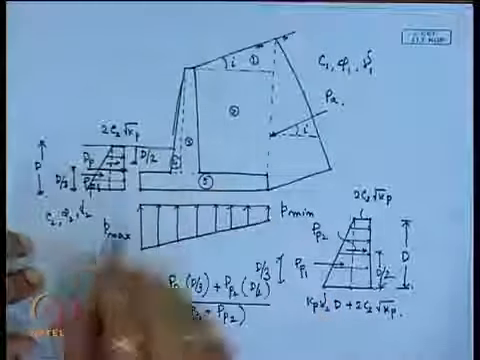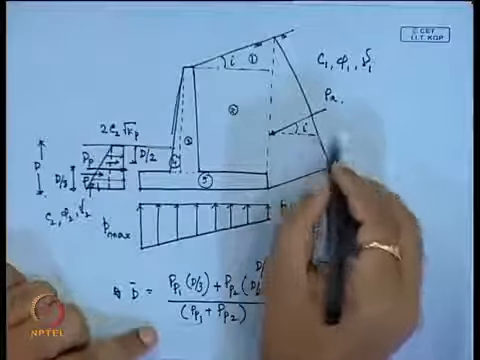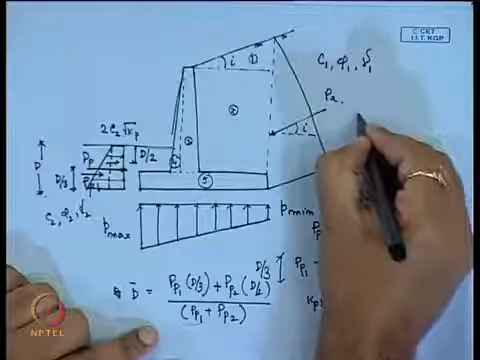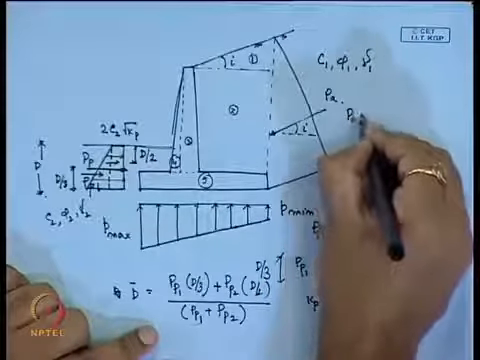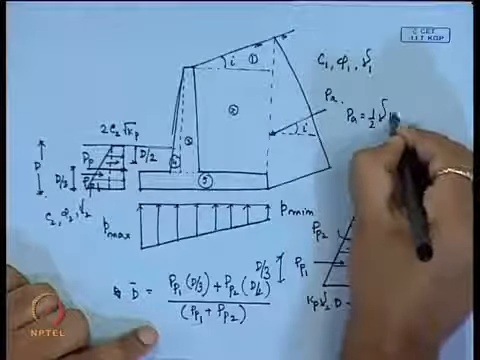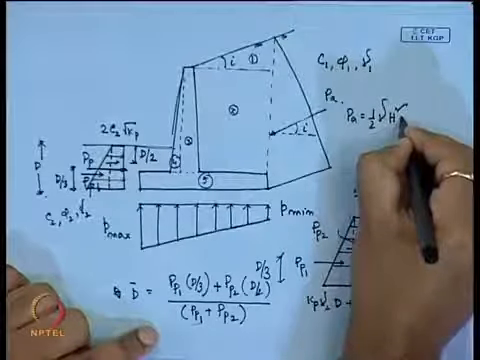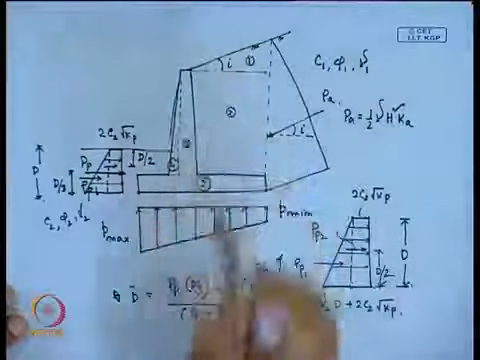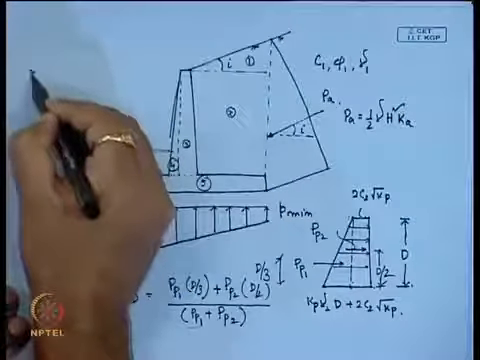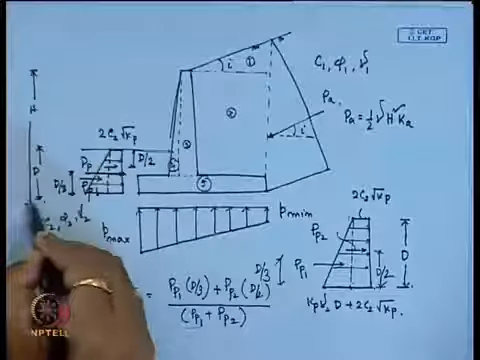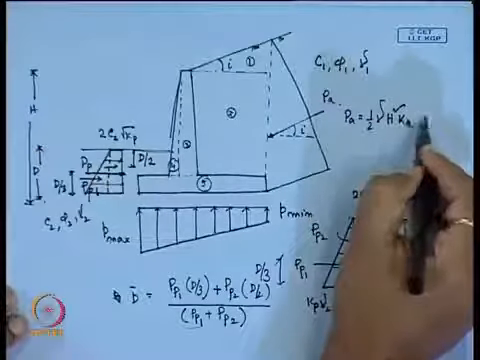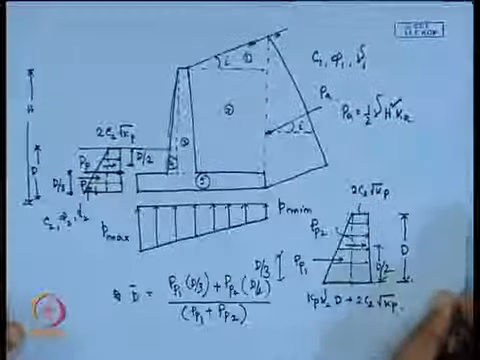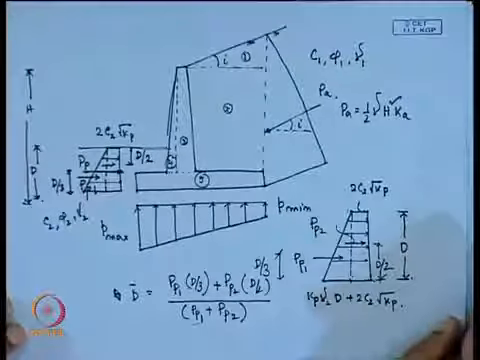Now, when we calculate this P A value, this force is given by half into gamma into h square into K A, where gamma is the unit weight of the soil, h is the height of the retaining wall, and K A is the coefficient of active earth pressure. Now, for this coefficient of active earth pressure, for Rankine's and Coulomb's theories, different expressions are given.